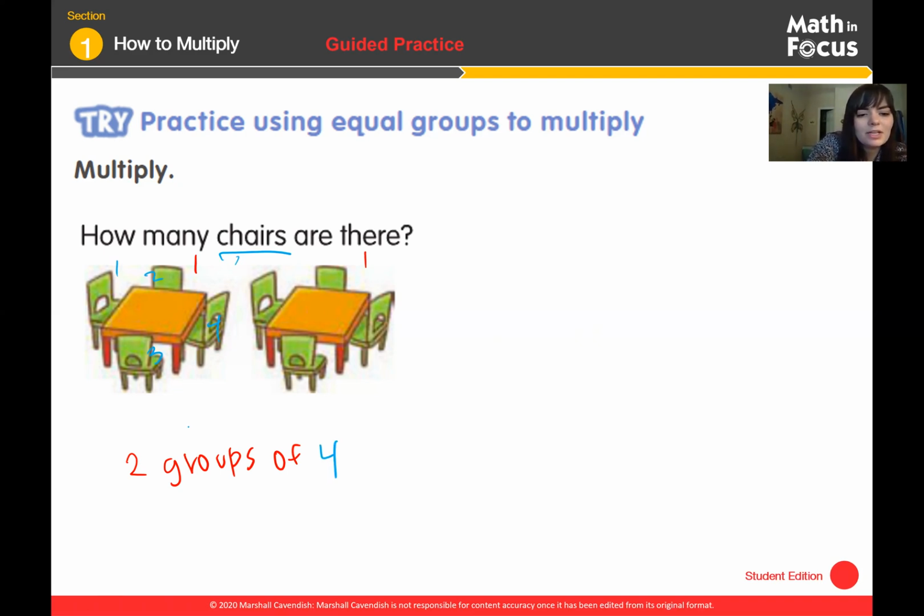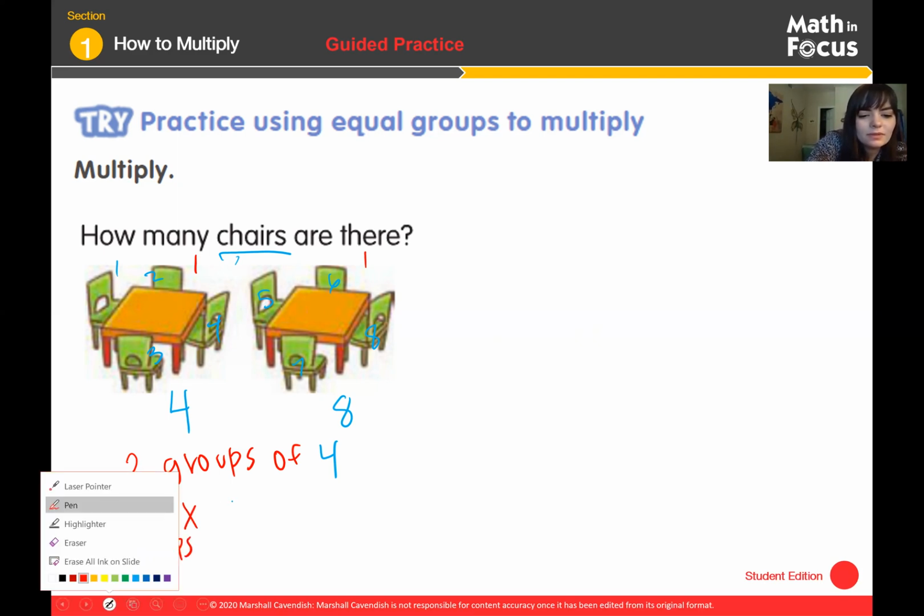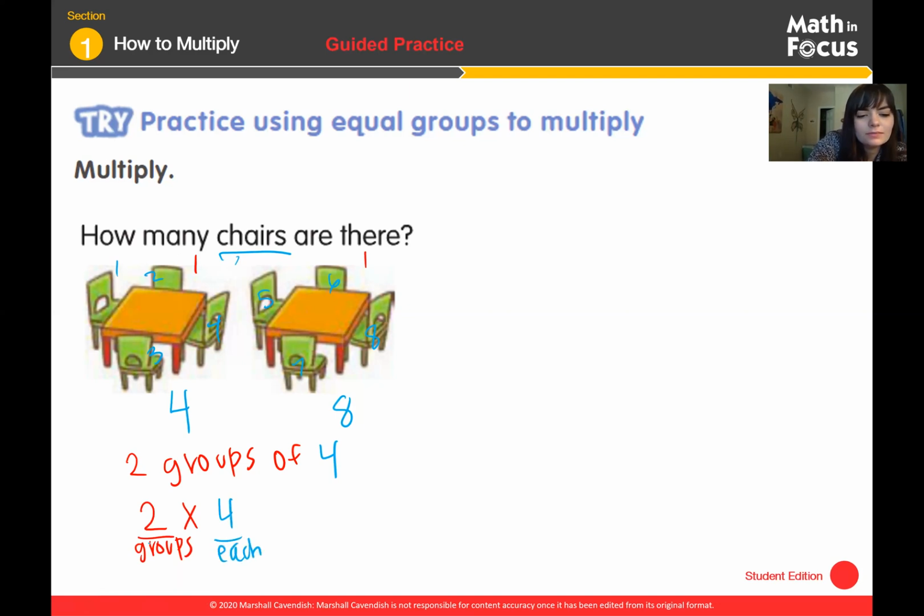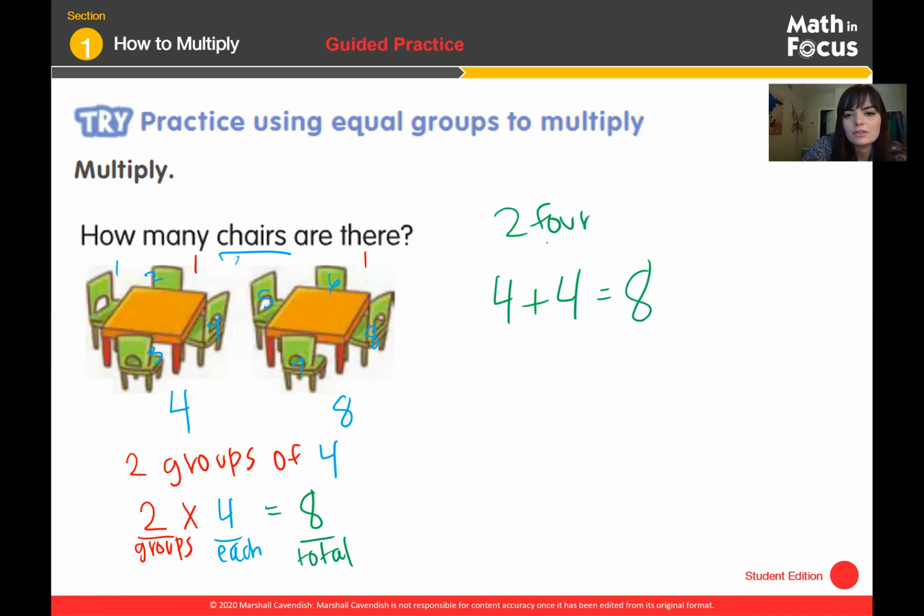I'm going to skip count at the bottom. 4, 8. So 2 groups of 4, if I write it like a multiplication sentence, 2 groups of 4 in each is going to be 8 total. All right. And this is just 4 plus 4, my repeated addition. 2 4s. You see it right there. 2 4s is 8. Okay.